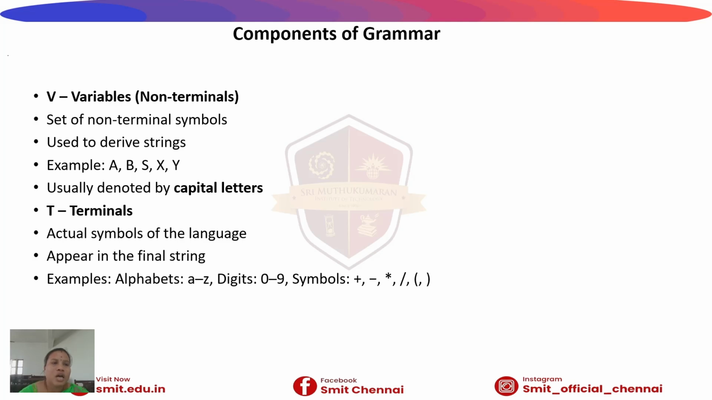Terminals are denoted by T. They are actually the symbols of the language in the final string. Examples are alphabets of small letters a to z, the digits 0 to 9, and symbols like the plus operator, minus, multiplication operator, division operator, close bracket and open bracket.